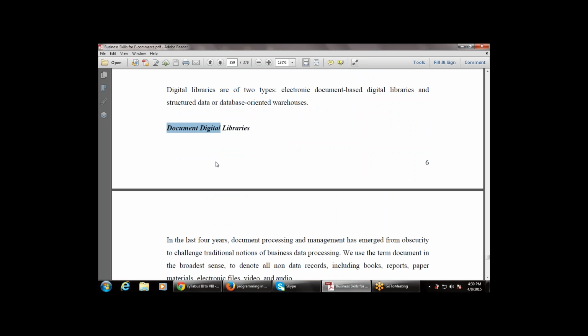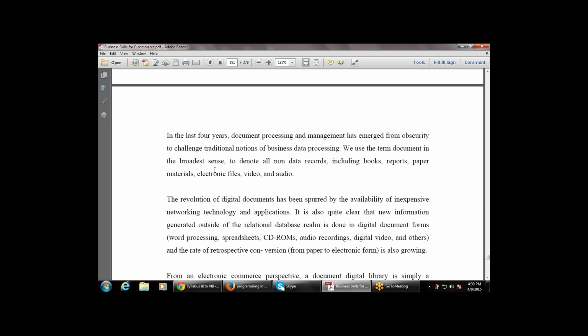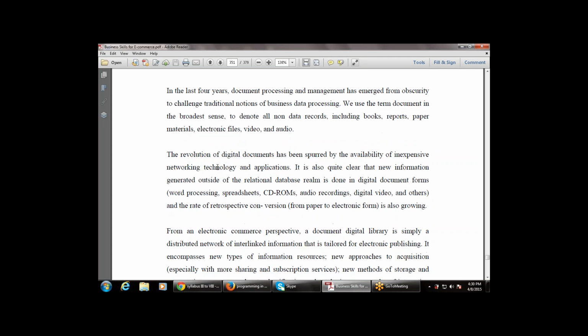Now, what is a document digital library? Electronic digital libraries are based on document processing and management, which has emerged from obscurity to challenge the traditional notions of business data processing. Whenever there is an advancement of technology, for example digital documents like word processing, spreadsheets, CD-ROM, audio recording, digital video and others, the rate of digital documents increases quickly.